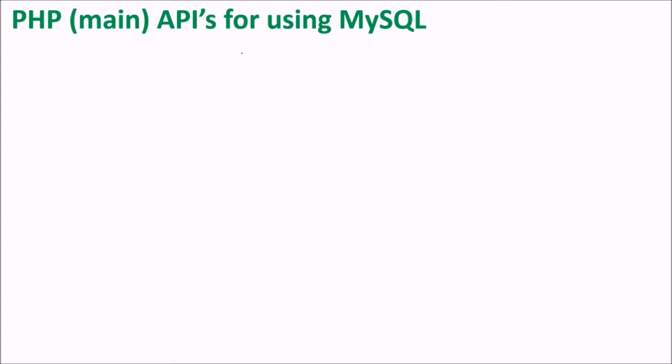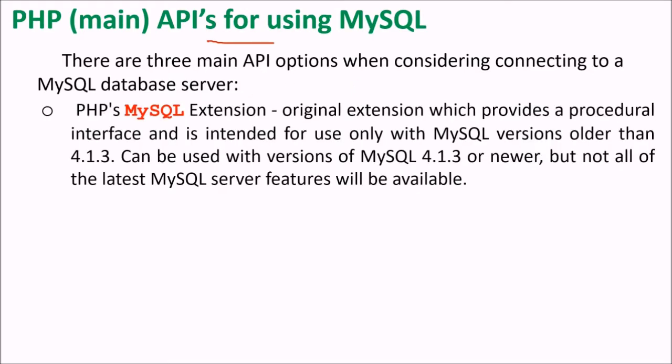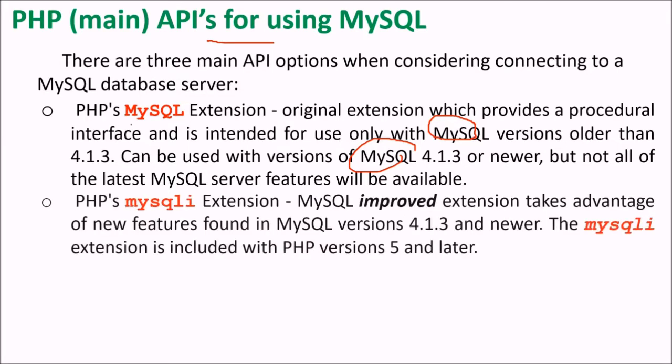In PHP, we have APIs for using MySQL. There are three main APIs or options when considering connecting to a MySQL database server. The first is PHP's MySQL extension. This is the original extension, which provides a procedural interface and is intended for use only with MySQL versions older than 4.1.3. It can be used with MySQL 4.1.3 and newer, but not all the latest MySQL server features will be available.